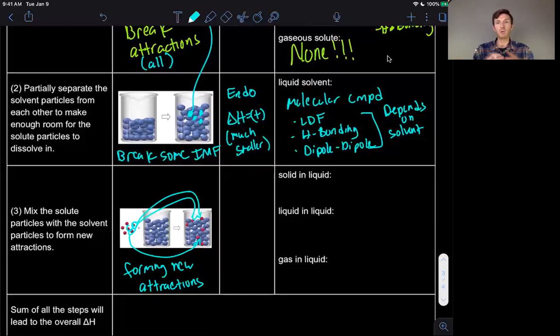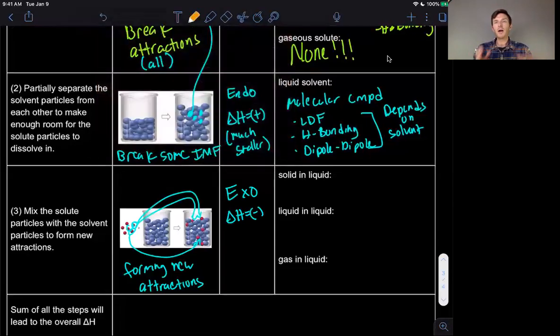So again, we broke attractions in steps 1 and 2. Now we're making attractions. Like when bonds are formed, it releases energy, it releases heat. When we form these new attractions, this is also going to release heat. And so this would be our exothermic step, where we have a negative enthalpy change.